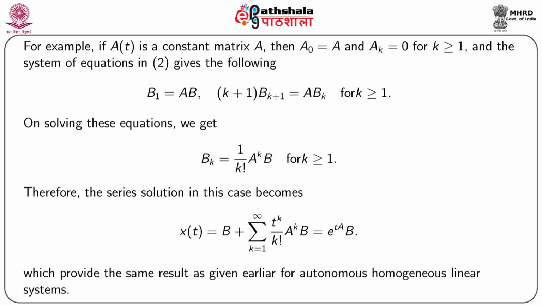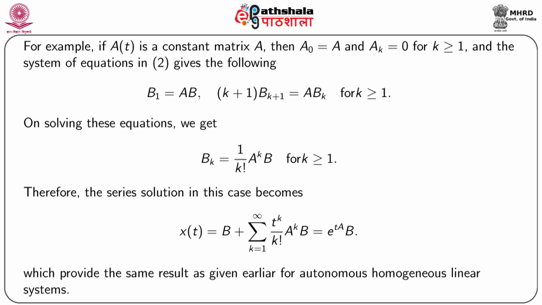For example, if A(t) is a constant matrix A, then A0 is equal to A and Ak is equal to 0 for all k greater or equal to 1, and the system of equations in 2 gives the following: B1 is equal to AB, and (k plus 1) B(k plus 1) is equal to A Bk for k greater or equal to 1. On solving these equations, we get Bk is equal to 1 by k factorial A to the power k b for k greater or equal to 1.